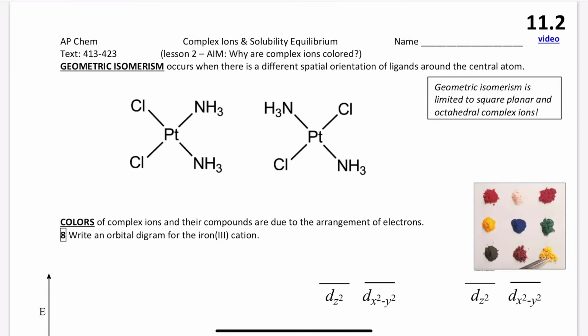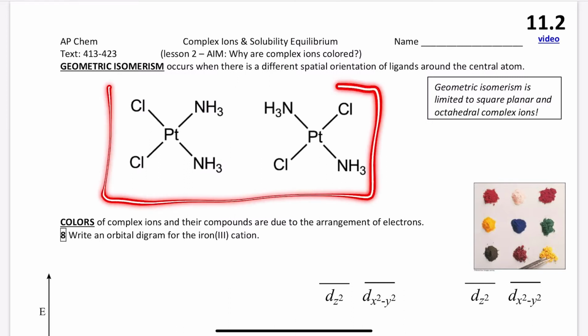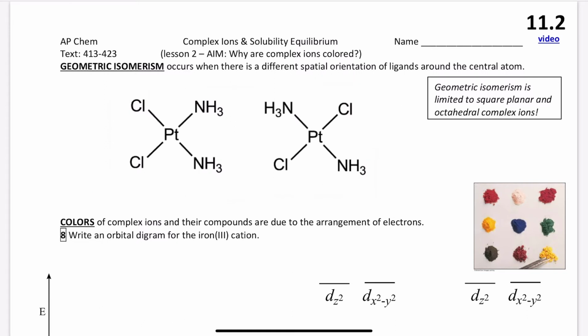Hey there, chemists. In this lesson, we're going to keep looking at some properties of complex ions, specifically their shapes, and then some reasons why they form interesting colors. So to start us off, I have two examples of what are called geometric isomers of a platinum complex. The one on the left is called cisplatin, and the one on the right is called transplatin.